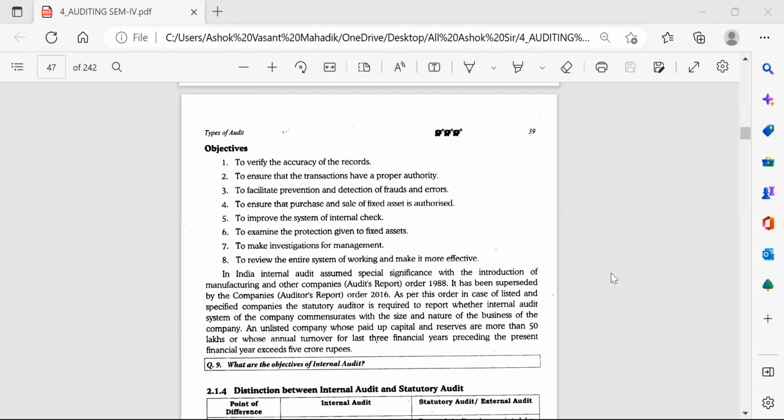Say for example, can any outsider get entry into the college? No. Unless he has the I card, he can't get an entry.